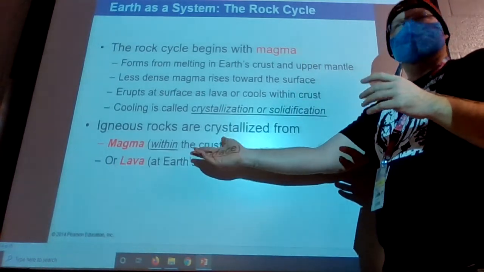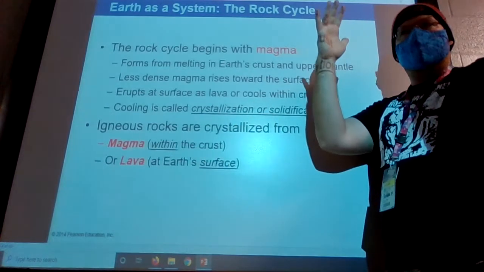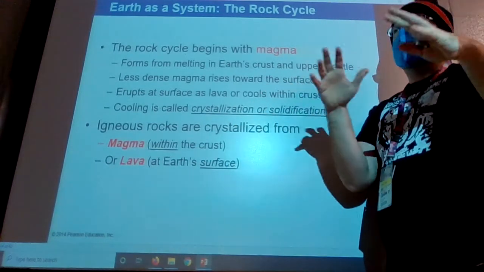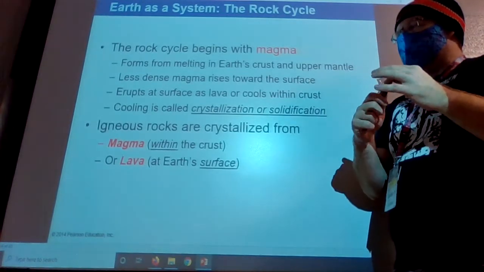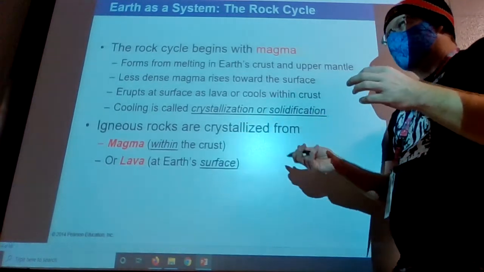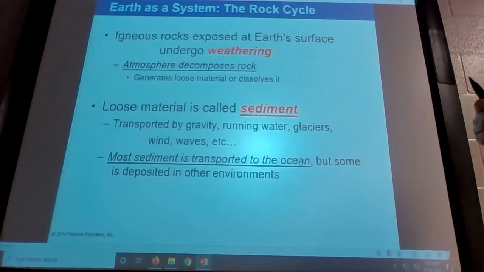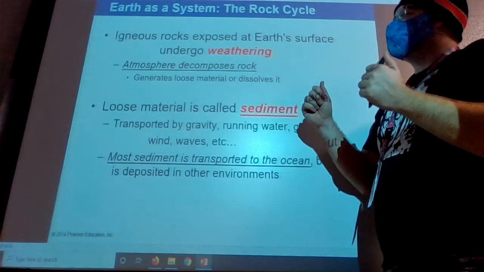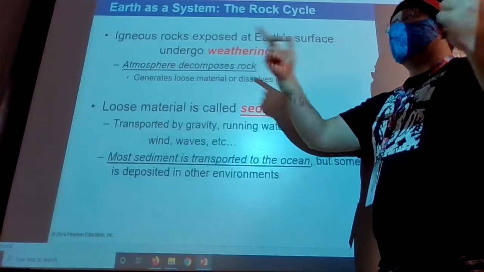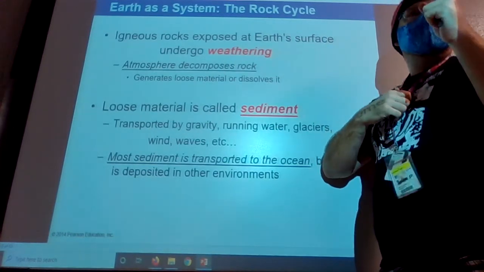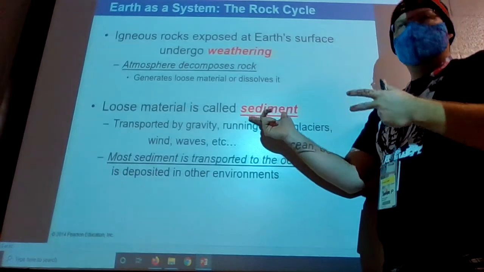The magma that does not have a chance to come all the way up to the surface will get trapped underneath the rock layer and will slowly cool over time. And so we're going to look at the minerals and what that means for them as that cooling occurs. So igneous rocks that are exposed at the Earth's surface undergo weathering. This leads us to the second part of the rock cycle, which is the sedimentary rocks.